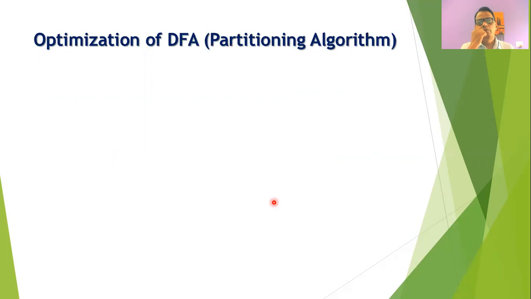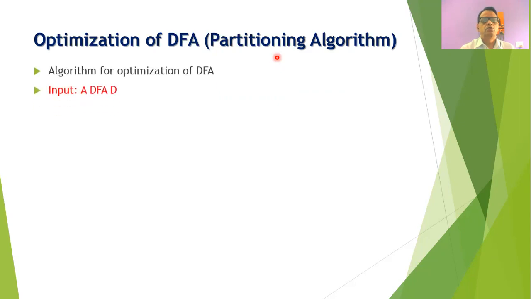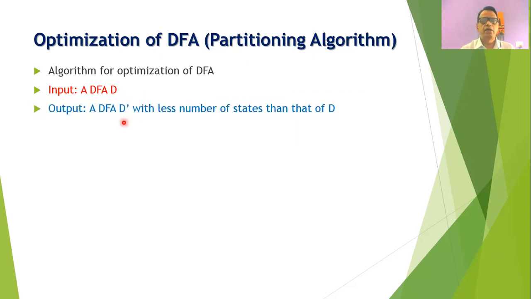So now let us see how to optimize the DFA. The algorithm that is used for the optimization of the DFA is called the partitioning algorithm. Initially, at the input, we will have a DFA D, and at the output, we will get a DFA D dash, where the language denoted by the DFA D is the same as the language denoted by the DFA D dash. The only thing is that the DFA D dash will consist of fewer states than the DFA D.